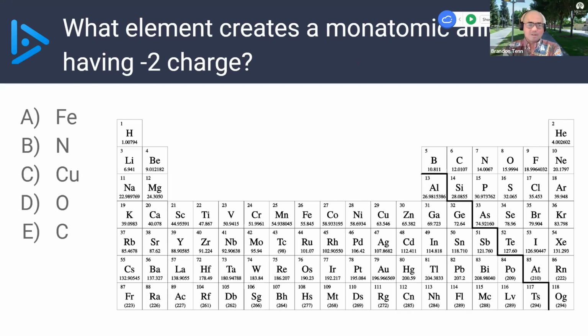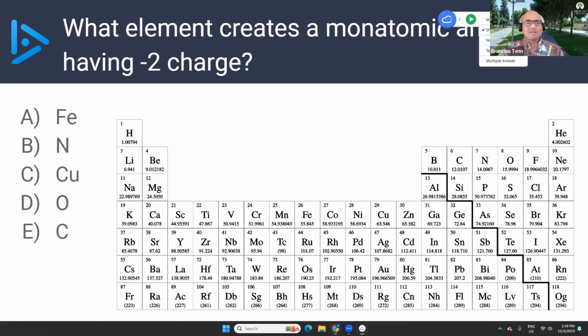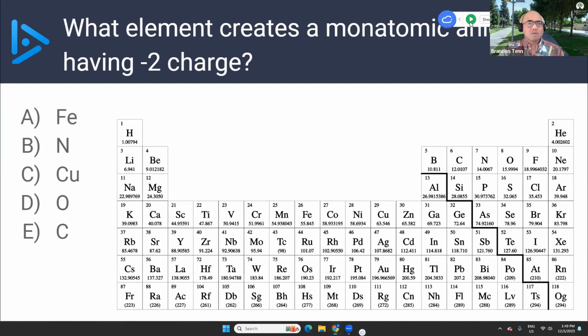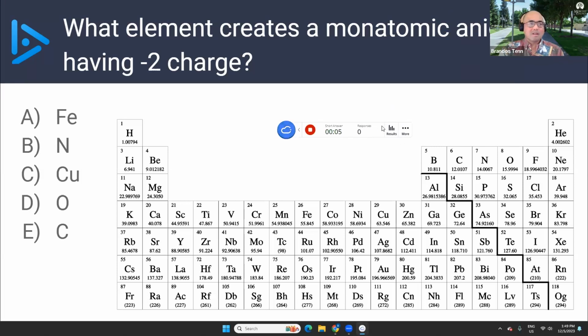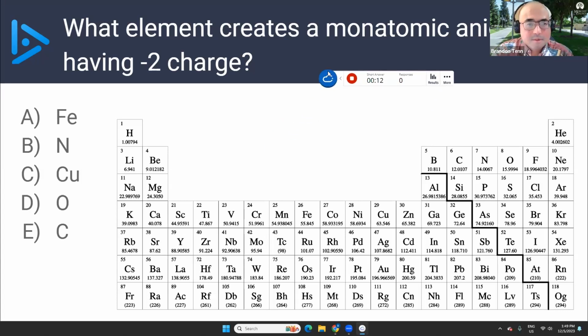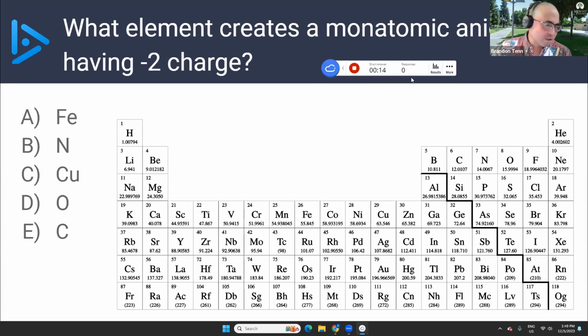The next few slides are the same question. I'll ask this in 30 seconds or something like that. So this one's a multiple choice. Which element creates a monatomic ion having a -2 charge? Okay. This would be what I would ask in my intro chem class.